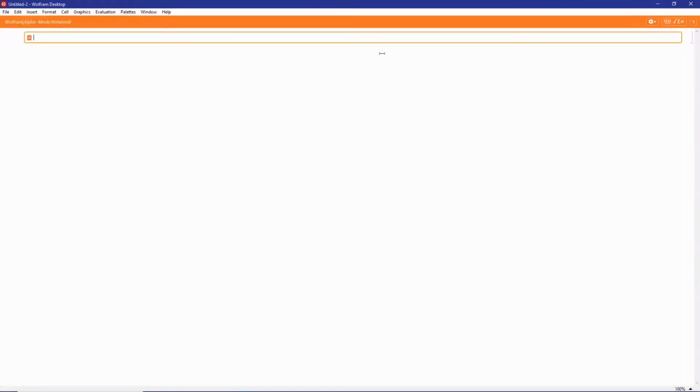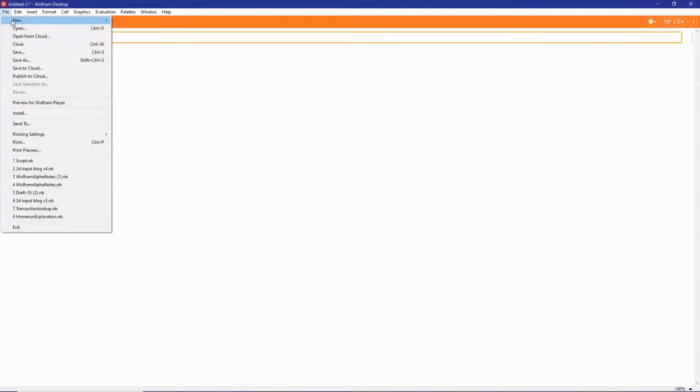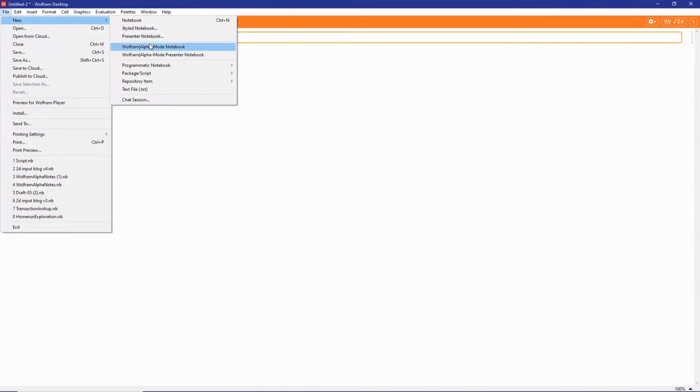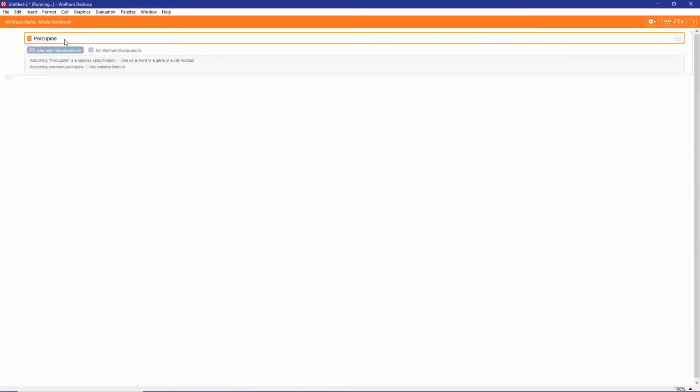You can download a version of this for your notebook if you have Wolfram Alpha Pro. But if you have Wolfram Desktop, you can open a notebook that is a Wolfram Alpha notebook, so it'll be ready for natural language input. If you're in Wolfram Desktop or Mathematica, you can go to File, New, and it's right there under New: Wolfram Alpha Notebook. Then you would get a notebook. I'm going to open this, look up porcupine, and see if it'll search some stuff.